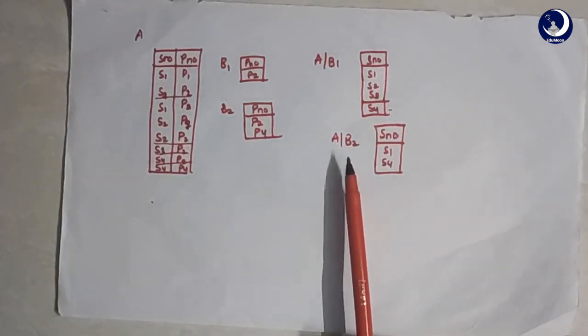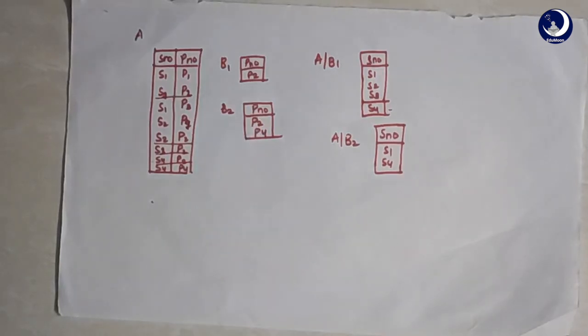A by B2. In B2 we have P2 and P4. So what are the attributes that are associated with both P2 and P4? S1 and S4. See, it is as simple as that.